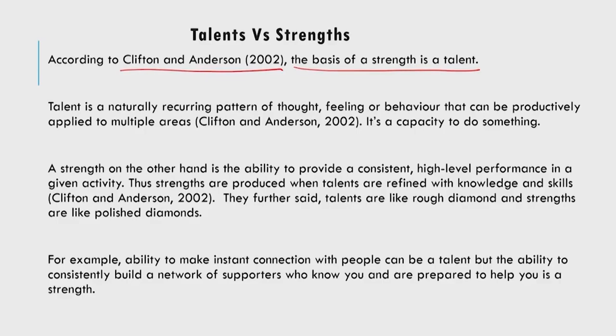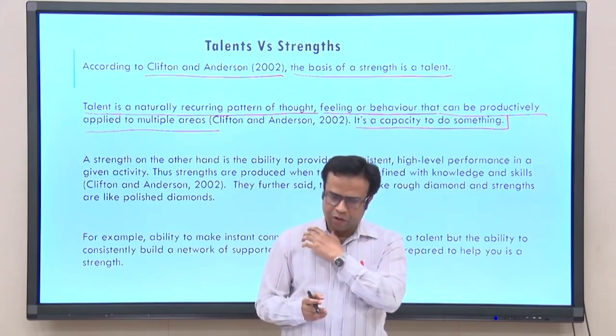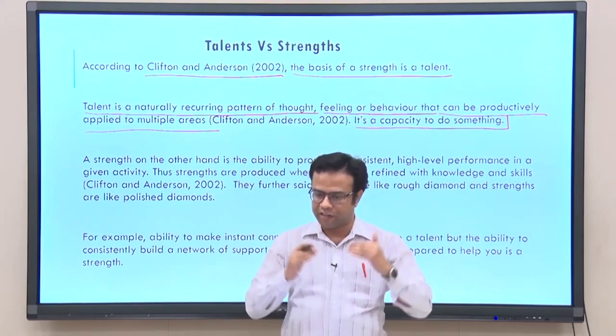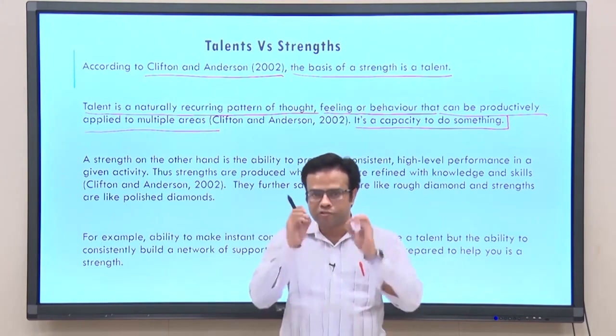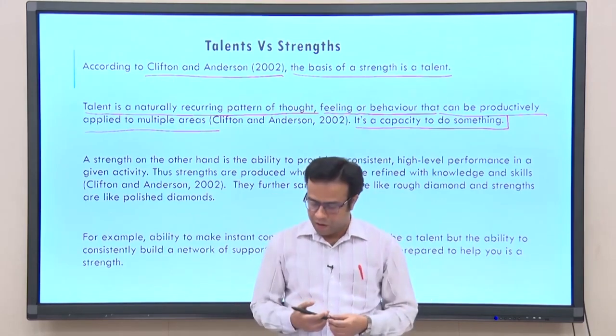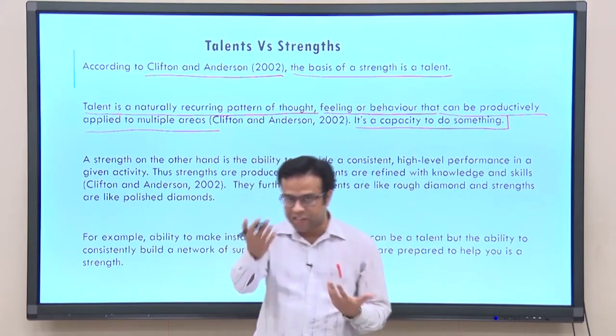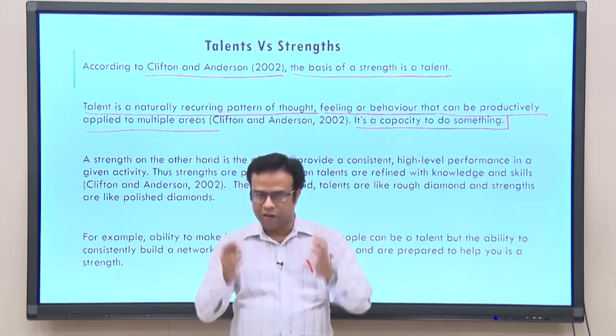What is a talent? According to them, talent is a naturally recurring pattern of thoughts, feeling or behavior that can be productively applied in multiple areas. So, basically it is a capacity to do something. Talent is more like certain capacities which are naturally occurring within different individuals. Those capacities which are naturally inherent in human beings can be called talent. So, one may have a talent for, let us say, music, one may have a talent for critical thinking, one may have a talent for creativity. Those talents are inherent within many people. Those naturally occurring capacities that we all have are called talents.